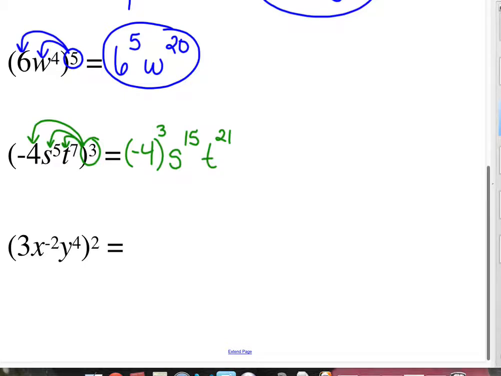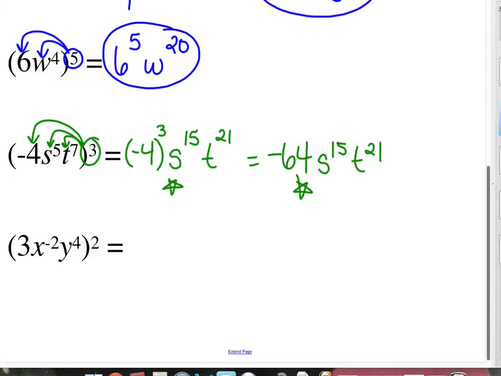Or, technically, you could leave your answer the way we have it written there. But if you do choose to work it out, it's a -64, s to the 15th, t to the 21st. I would probably allow that, and I would probably allow that. I would probably say either answer is fine.